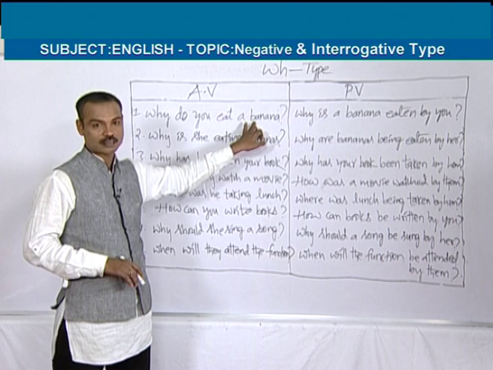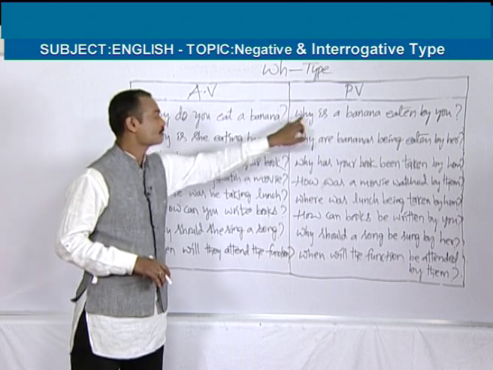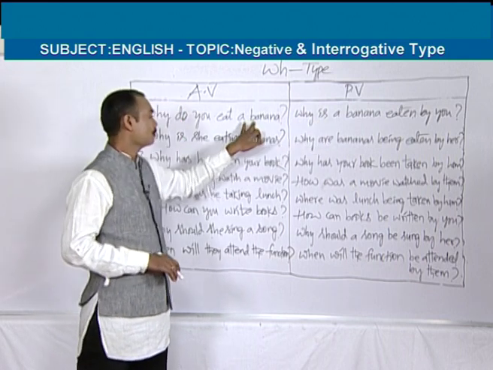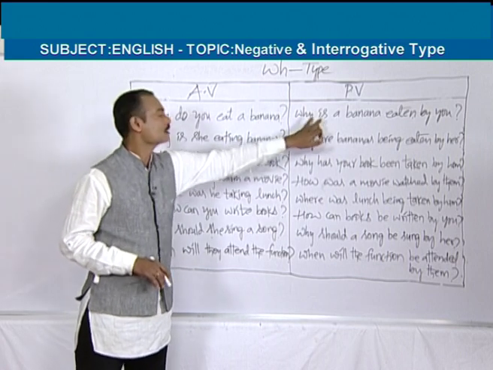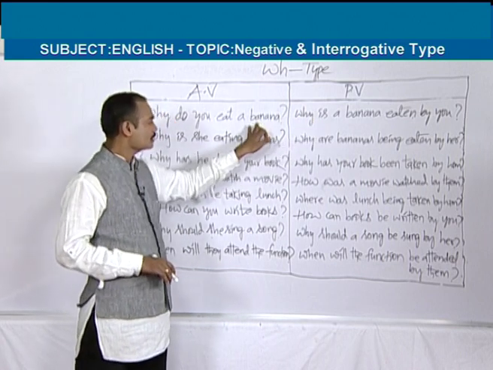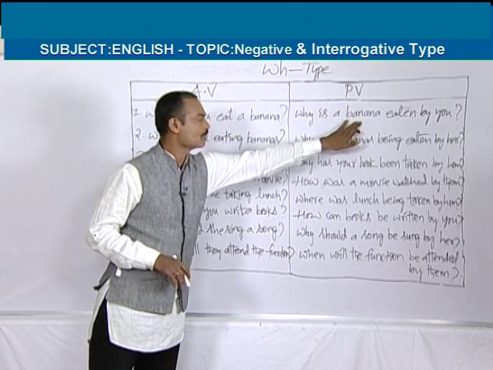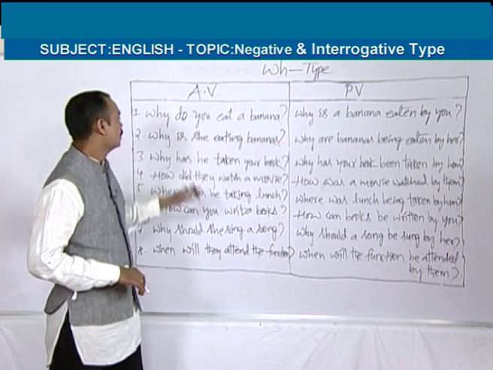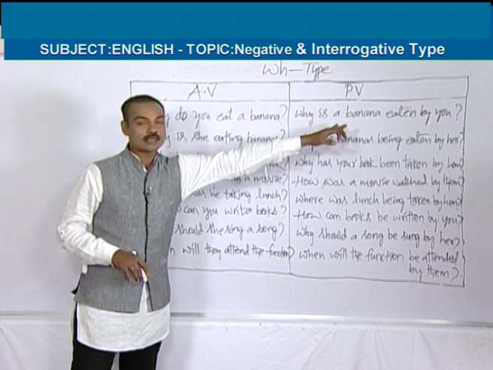Banana is singular, so that is what is should be used. For example, if the object is plural, bananas, then are should be used. So, it is a singular object. So, why is a banana eaten by you? So, here eat is there, there eaten is there.